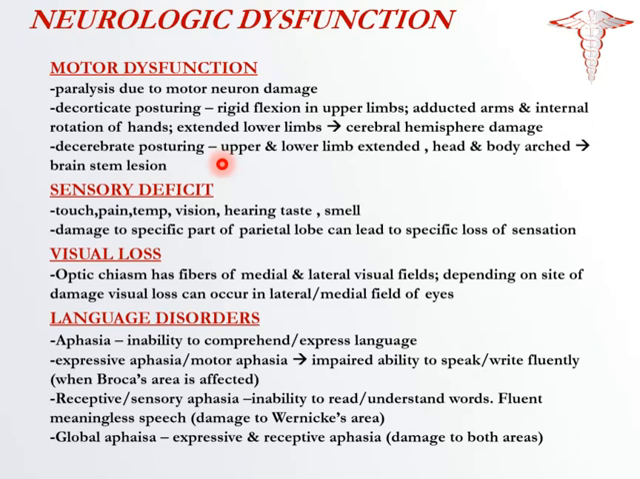The sensory deficit can be due to touch, pain, temperature, vision, hearing, taste and smell. These are all the senses which are unique to all the animals. So touch, pain, temperature, vision, hearing, taste and smell are the sensory functions. Damage to a specific part of the parietal lobe can lead to a specific loss of sensation, as I said, right?